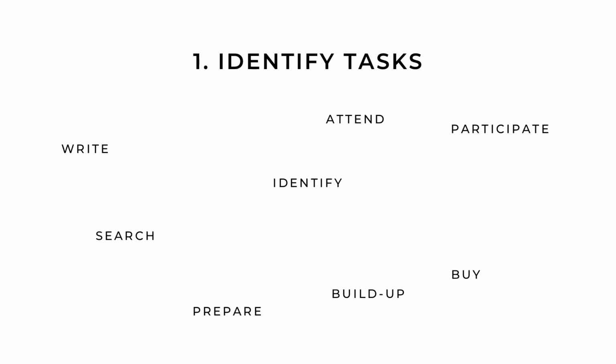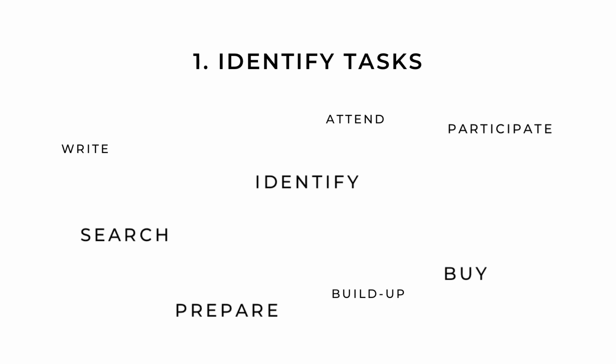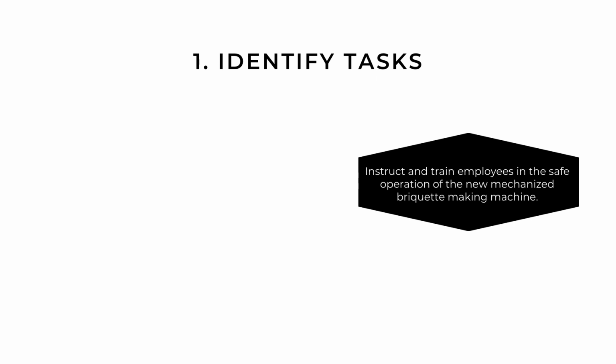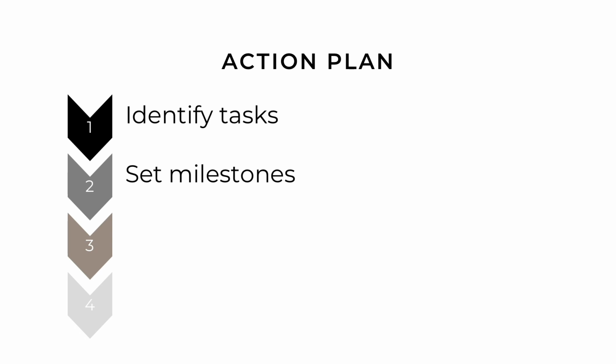To describe the activities, use action verbs in the present tense that indicate clearly observable and measurable actions. For example, identify, search, buy, prepare, participate, write, build, attend. Analyze activities by asking yourself, are there any activities that I can drop? Break large activities into smaller, more manageable chunks. "Instruct and train employees in the safe operation of the new mechanized briquette making machine" is an example of a well-written activity.